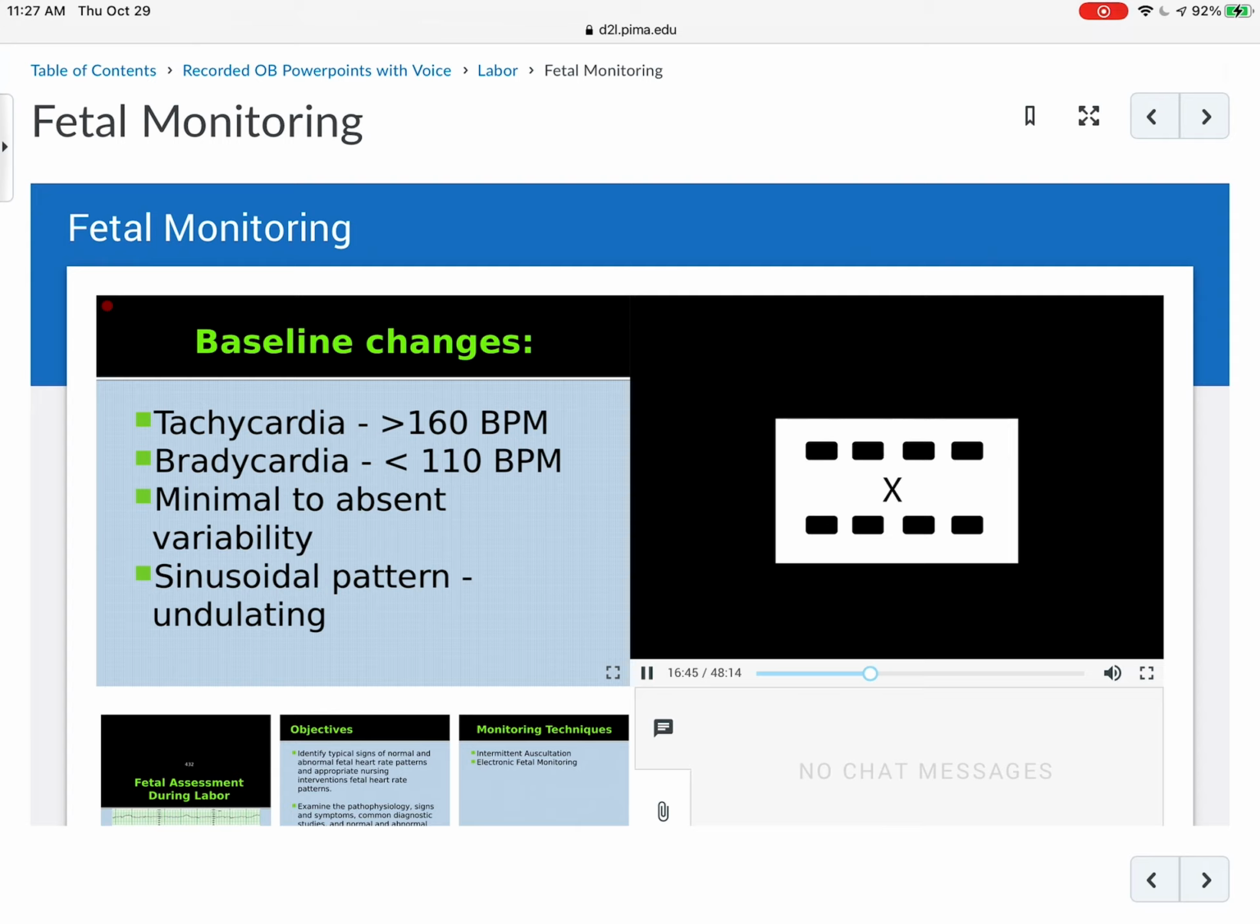So here we have tachycardia is anything greater than 160. Bradycardia is less than 110. We do not like minimal to absent variability. We like moderate variability. And I will talk a little bit about a sinusoidal pattern, which is a kind of bad news pattern, but it's so rare. I've never seen it in my practice. But I'll mention it because sometimes in NCLEX and your adaptive quizzing, you may see that terminology there.